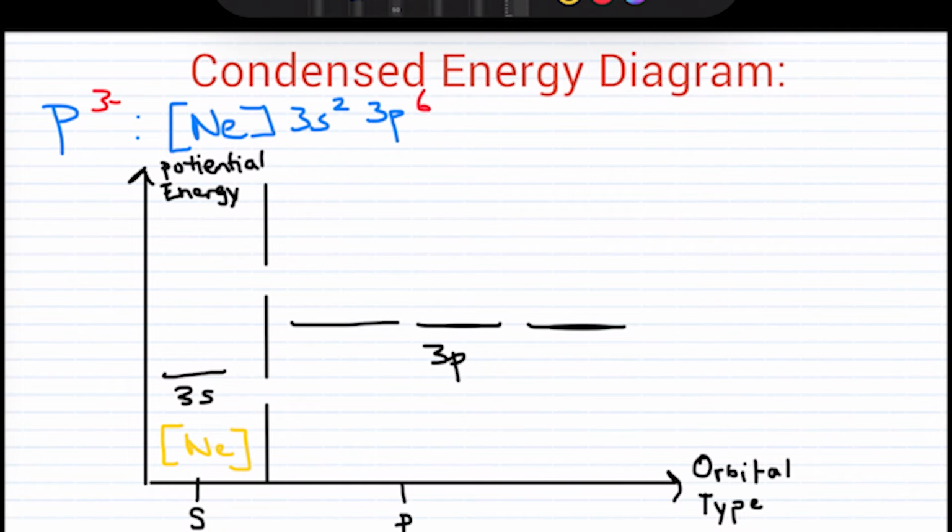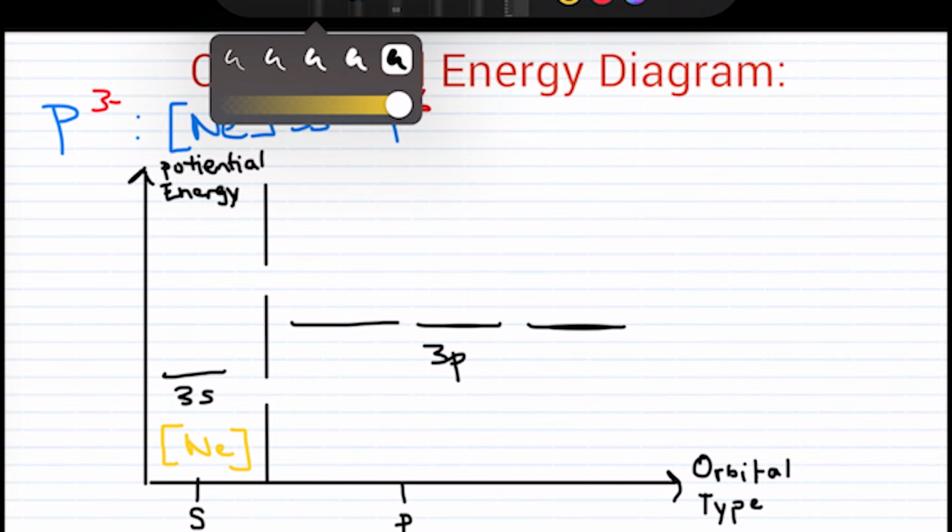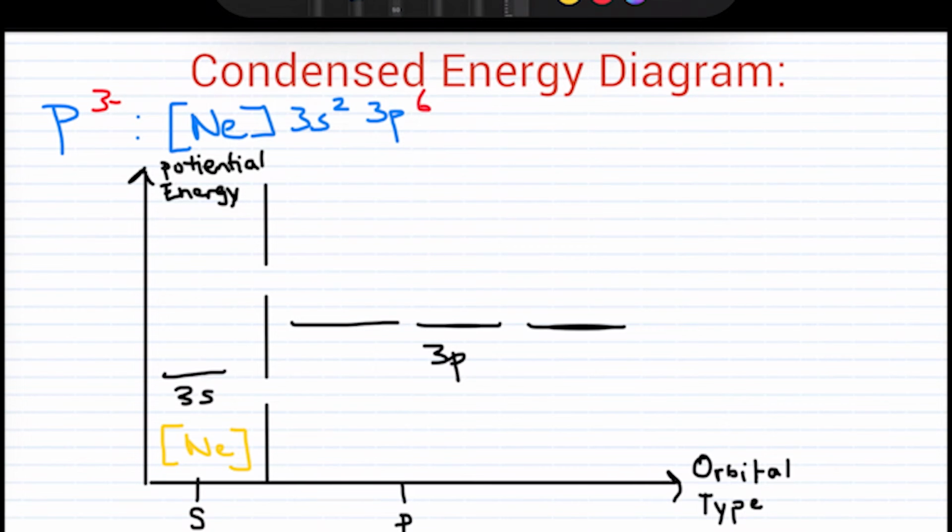To complete this diagram, we will be drawing in the electrons from our condensed electron configuration. Using the Aufbau principle, Hund's rule, and the Pauli exclusion principle, we know that the lowest energy orbitals are filled first. That in the case of multiple orbitals of equal energy, each orbital gets a single electron before pairing up electrons.